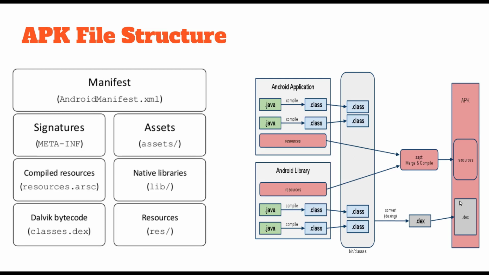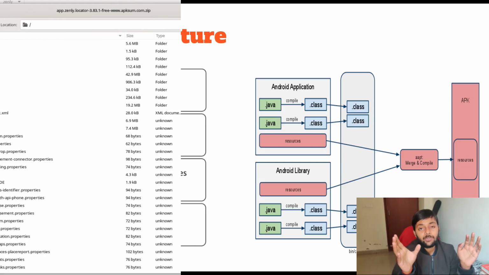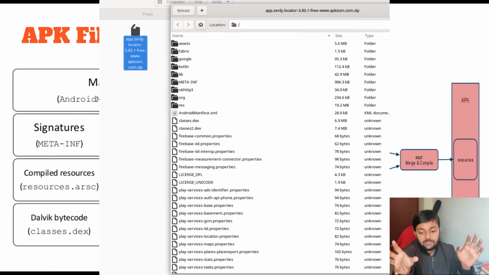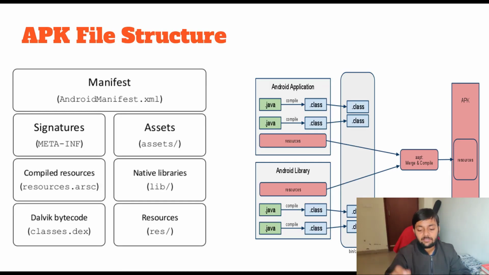So both of these constitute an APK. An APK is just a compressed folder. If you rename it to zip and unzip it, you would see all these things there. But that's not how we would be decompiling it. We would be using APKTool as well as jadx.